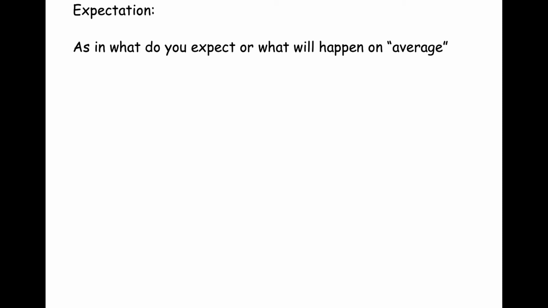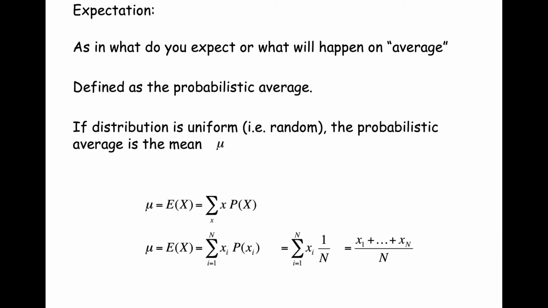And we saw this with the game that we played. On average, it's 50 cents per game. Now, an expectation has a definition. It's defined as a kind of probabilistic average. And this probabilistic average is exactly what we saw or tried in this coin flip game.